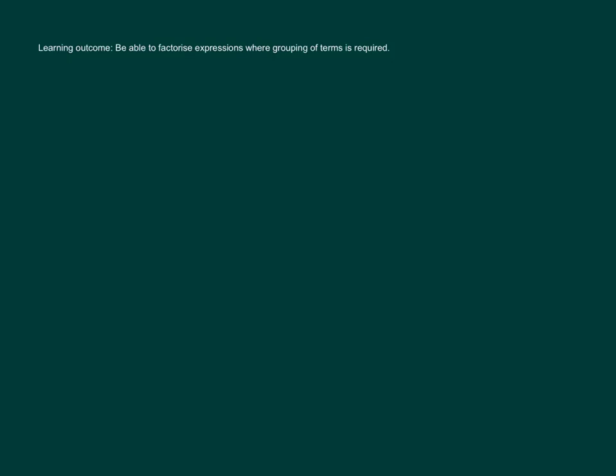In this lesson we'll look at another form of factorization which you should be familiar with from junior cycle, and it's where terms need to be grouped in order to factorize the expression. So let's take this one as a fairly straightforward example. Now, as you can see, there's no factor common to all four of the terms in that expression.